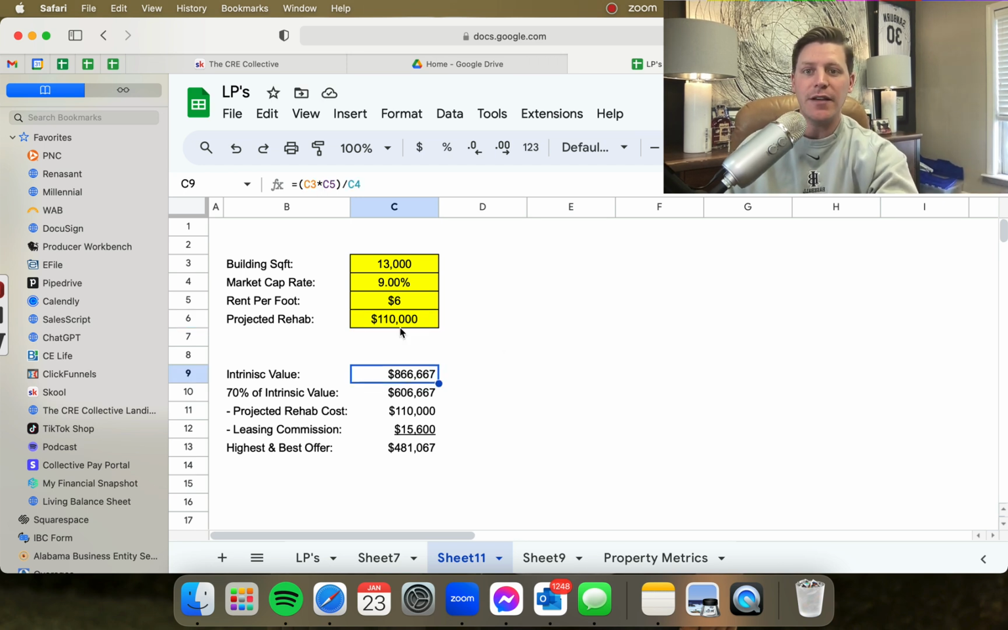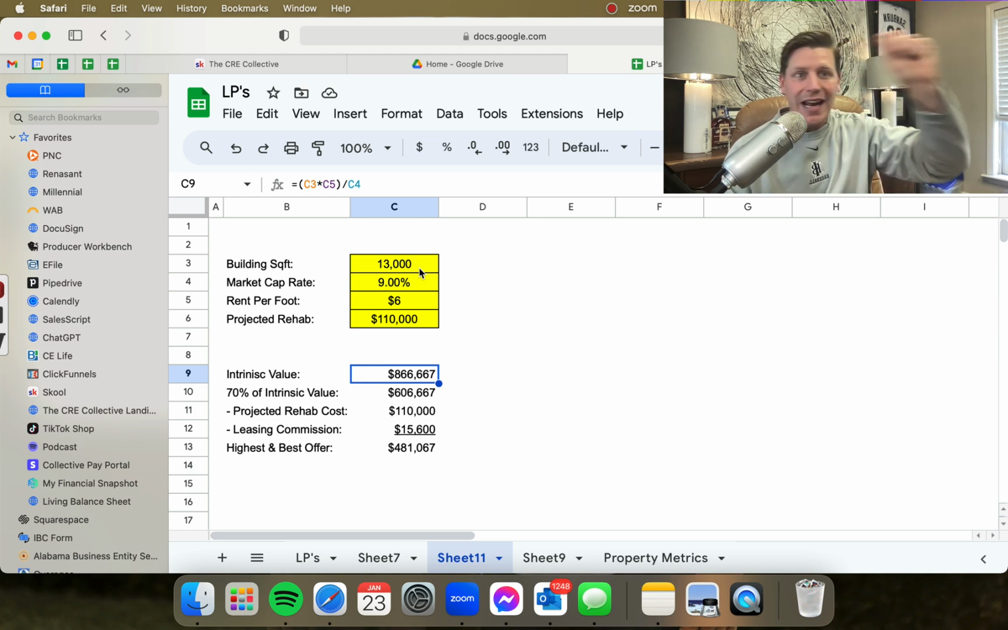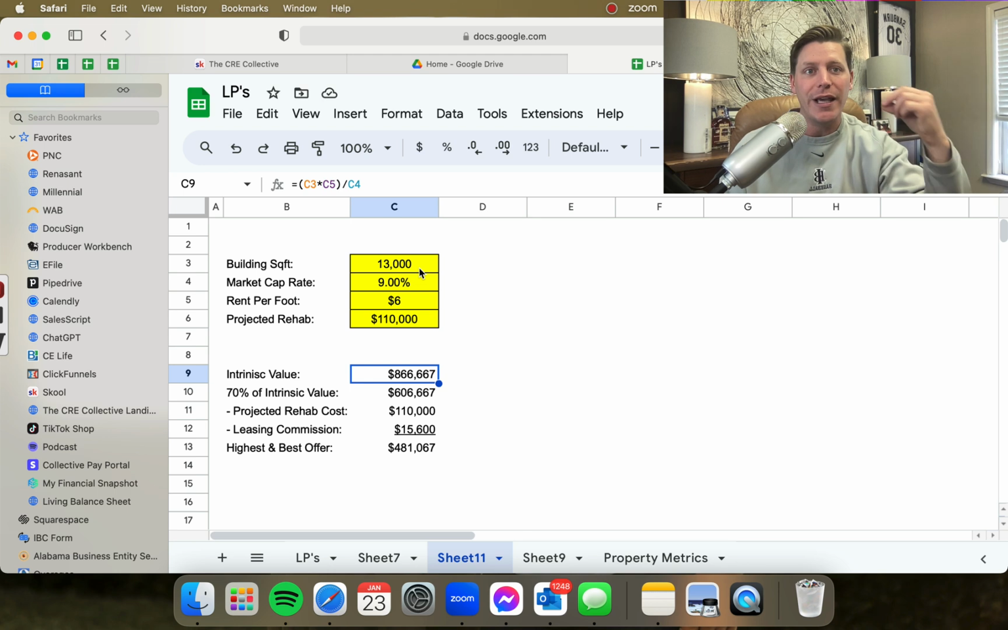So the intrinsic value is basically the easiest way to determine the actual value of the property. If you notice, it's the building square footage multiplied by the rent per foot, and then you divide that by the market cap rate. So very plainly, it's the gross net operating income. Because with triple net real estate I'm not paying any of the expenses, my gross income is also my net income. So basically, it's our net operating income, and you divide it by the market cap rate.